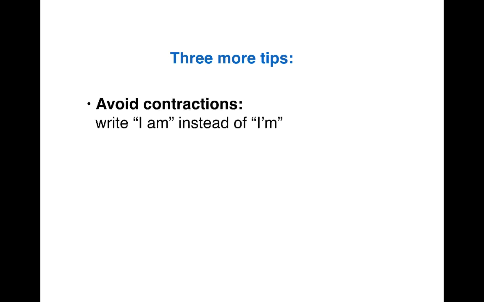Before we finish this lesson, just 3 more tips. First, avoid contractions in your formal letters. Write I am instead of I'm. You should also write do not instead of don't. Cannot instead of can't. Contractions like I'm, don't, can't are more informal. We'll use those in the informal letters, but for formal letters, we avoid them.